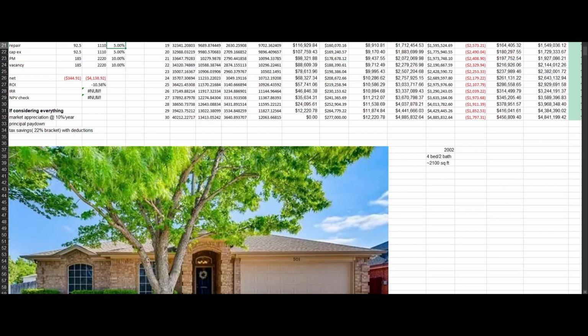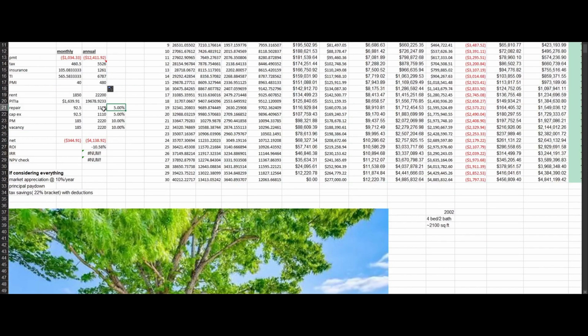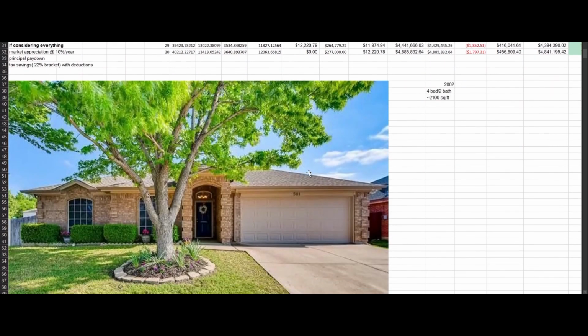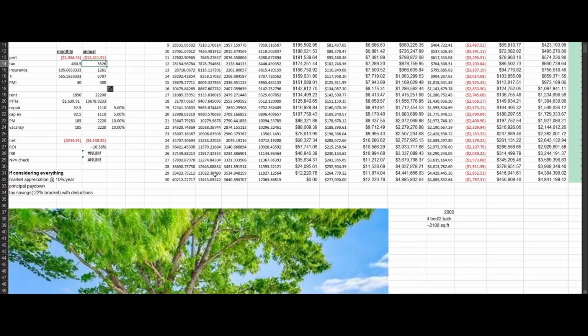Because this district also has very good schools, you can see the taxes are relatively high. For most states, this is a pretty high tax bill. Most of that goes to the school district, and these are really high-ranking schools, so that should attract a nice family with kids that stay for many years. So hopefully the vacancy is also much lower.